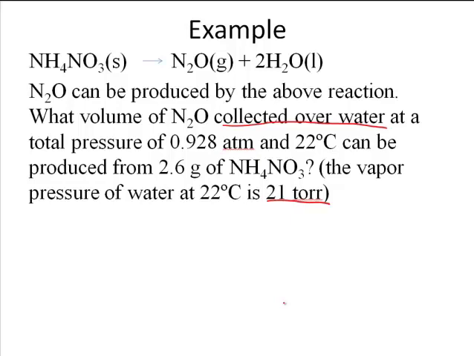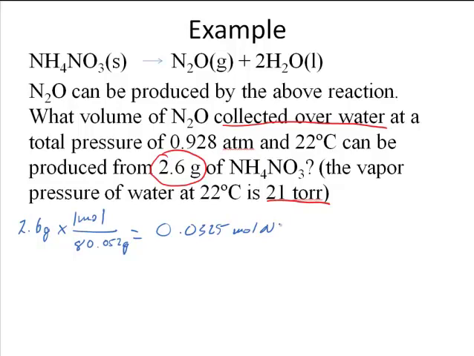So how would we do this problem? Well, it's a stoichiometry problem, isn't it? Because they tell us that we have 2.6 grams of ammonium nitrate. So what do we do with those grams? Well, let's find some moles. So 2.6 grams of ammonium nitrate, and it turns out that 1 mole of it is 80.052 grams. And what that gives me is 0.0325 moles of ammonium nitrate.